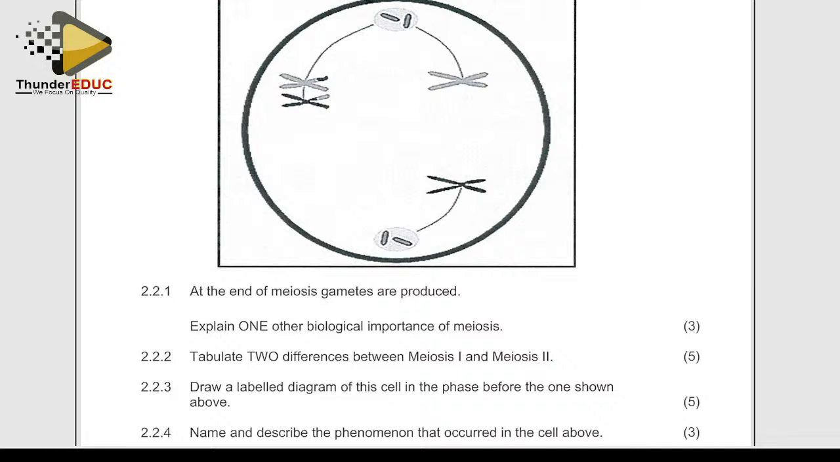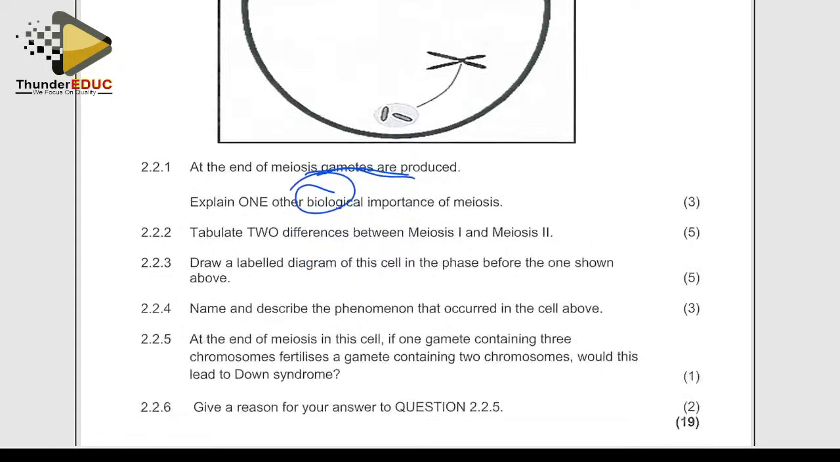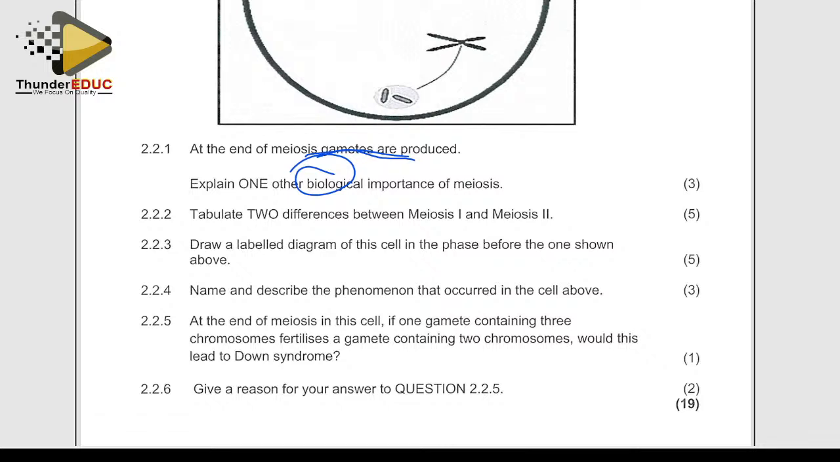So here you talk about variation. They are talking about biological importance. You talk about variation. You talk about maintaining the chromosome number from generation to generation, because of the production of haploid gametes. Then: tabulate the difference between meiosis 1 and meiosis 2.